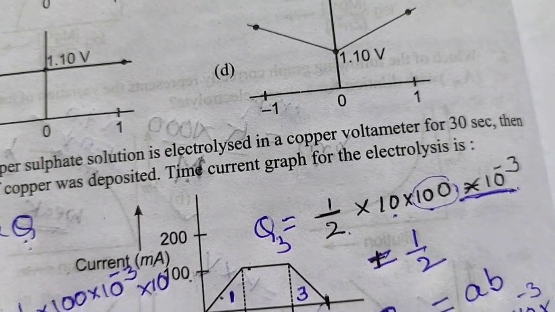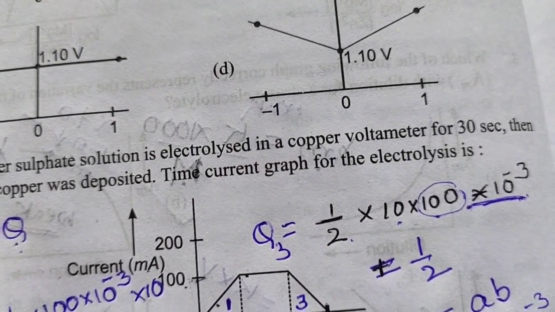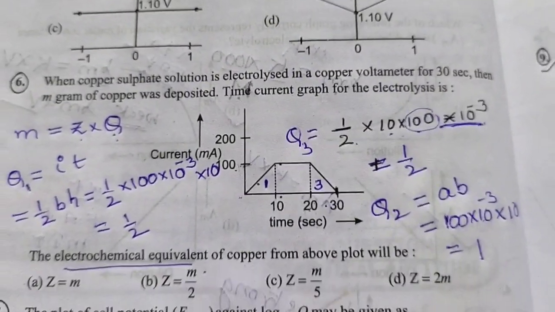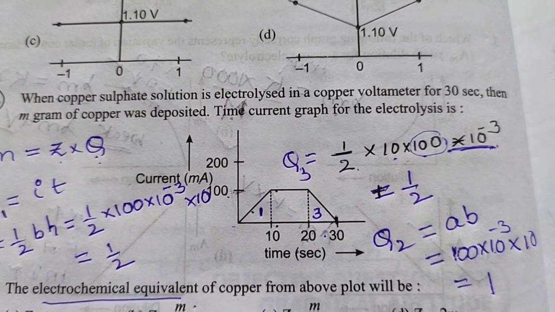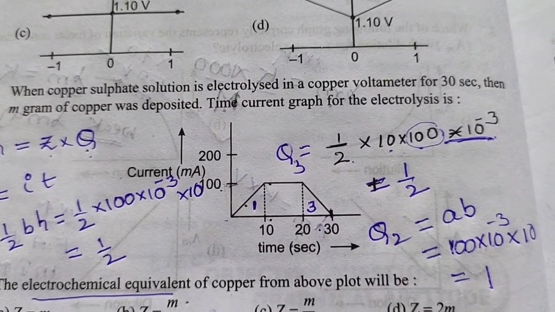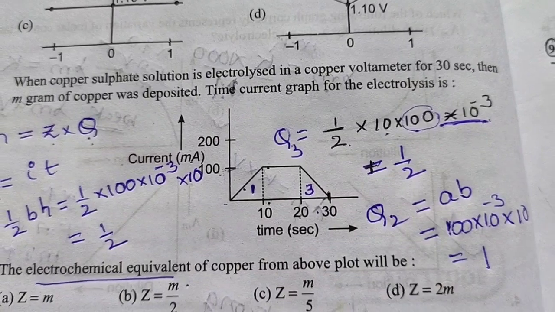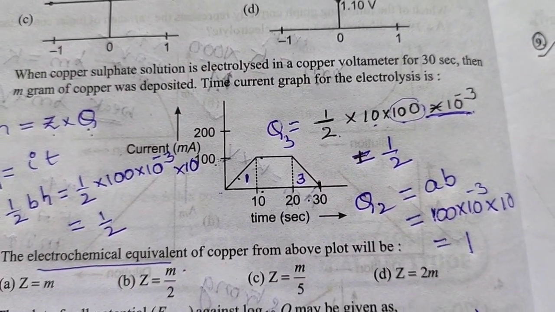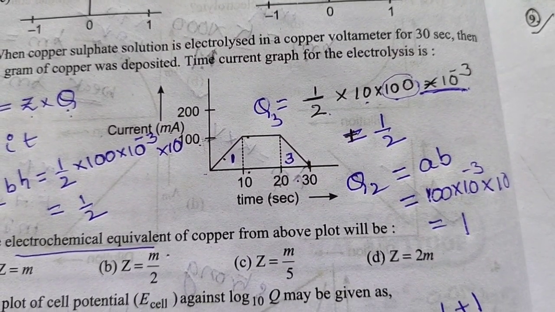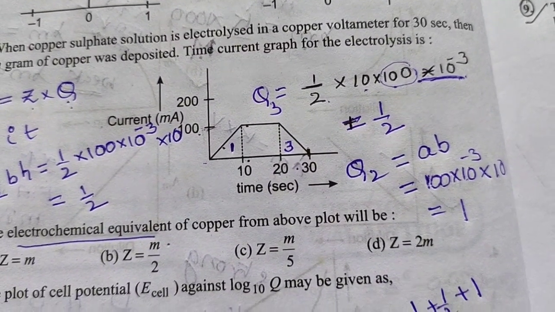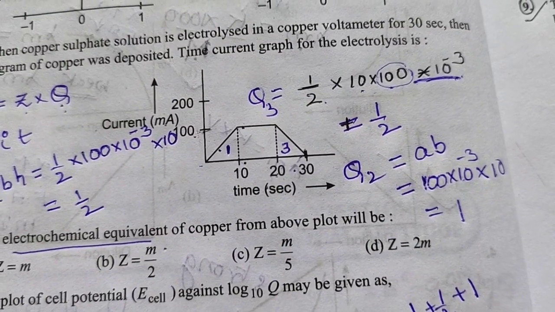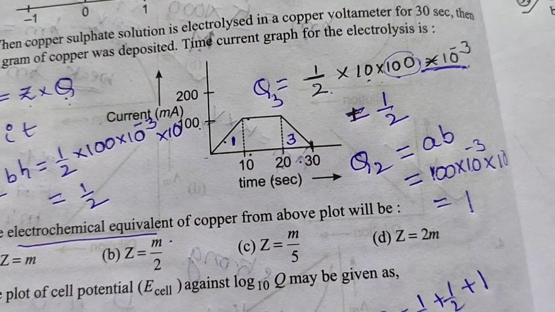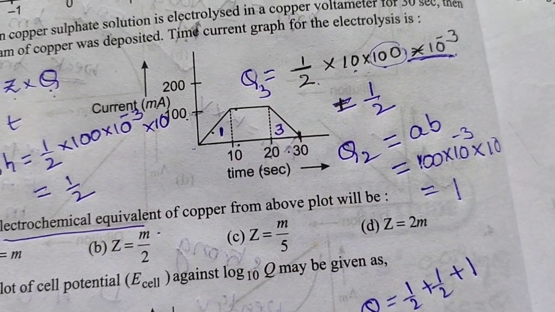So overall, Q1 plus Q2 plus Q3, that equals half plus half plus 1, that equals 2. So Q equals 2. Now M equals Z into Q, that is 2. So Z equals M by 2.